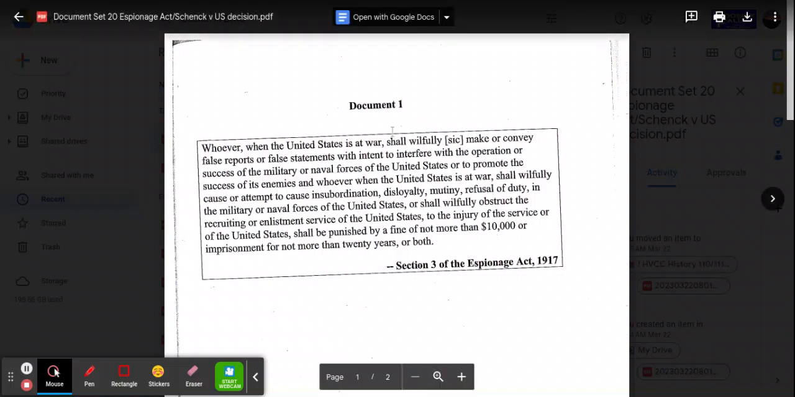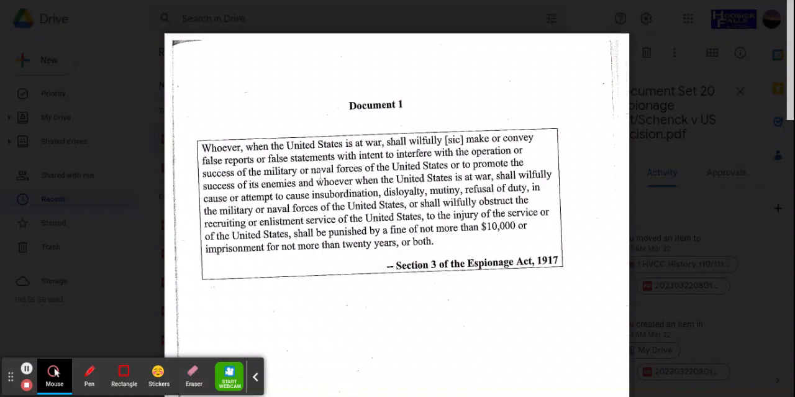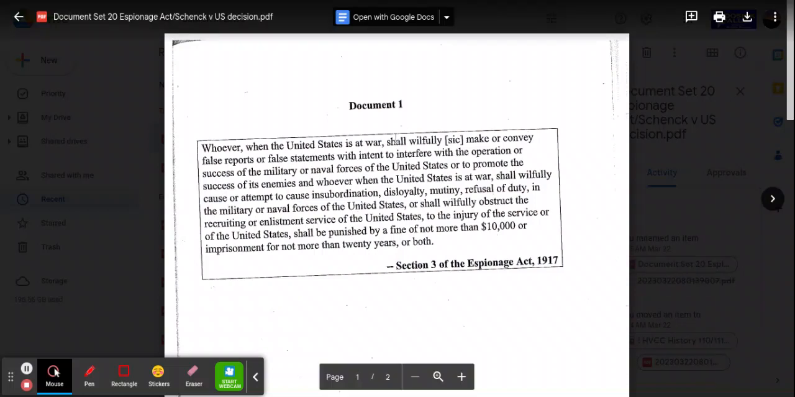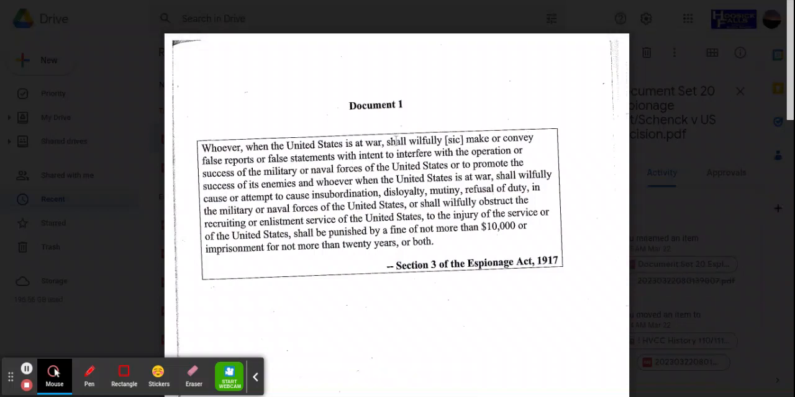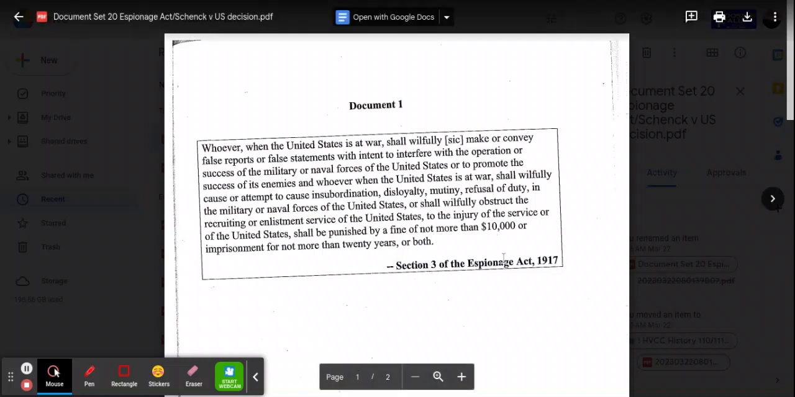We're looking today at a document set related to the World War One era. We're going to be looking at two documents, and the first document is, as you can see, the Espionage Act, Section 3 of the Espionage Act of 1917.